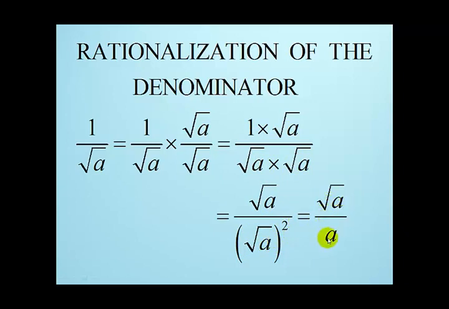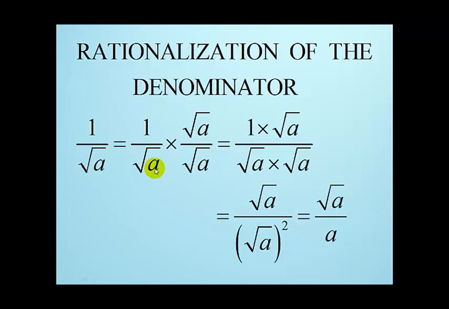So we can see that the denominator is a number. So now we have avoided division by a surd. We have now avoided division by a surd by the principle of rationalization.